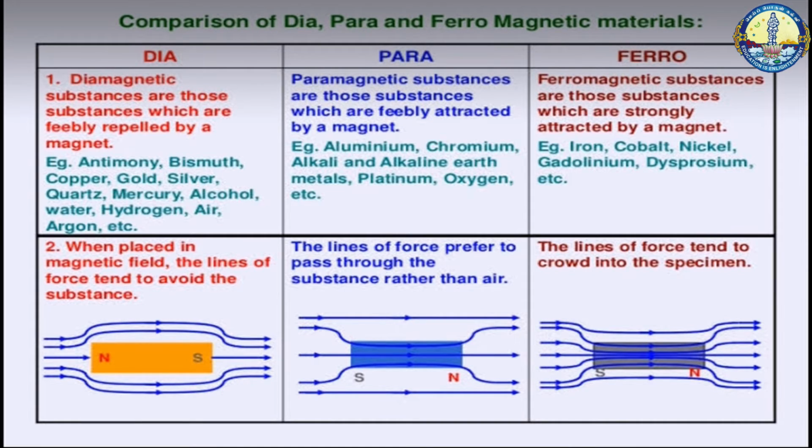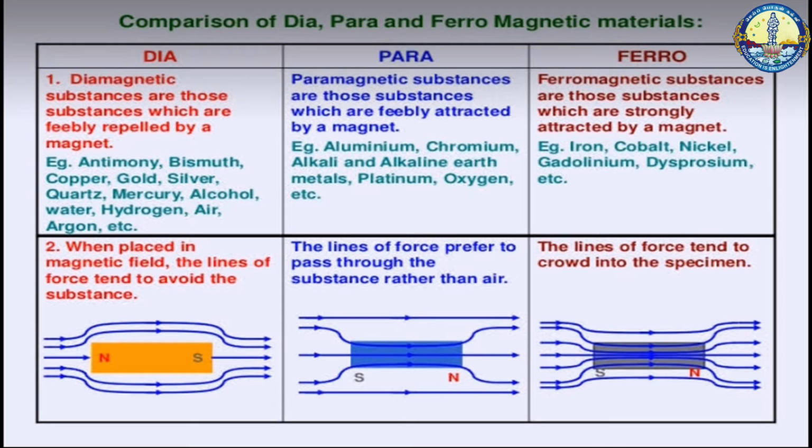Comparison of magnetic materials. In a diamagnetic substance, which is feebly repelled by a magnet, when it is placed in a magnetic field the lines of force tend to avoid the substance, whereas in a paramagnetic substance, which is feebly attracted by a magnet, the lines of force prefer to pass through the substance rather than air. In a ferromagnetic substance, which is strongly attracted by a magnet, the lines of force tend to crowd into the specimen. When a diamagnetic substance is placed in a magnetic field, it is weakly magnetized in the direction opposite to the inducing field.